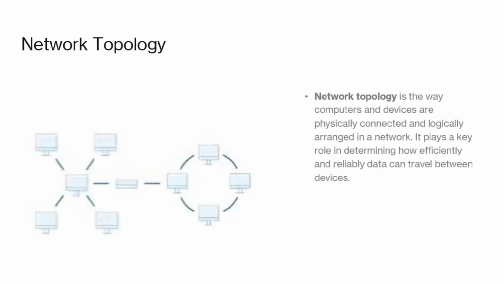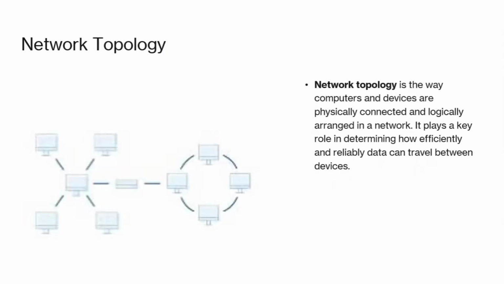We have network topology, which is the way that computers and devices are physically connected and logically arranged in a network. It plays a key role in determining how efficiently and reliably data can travel between devices.